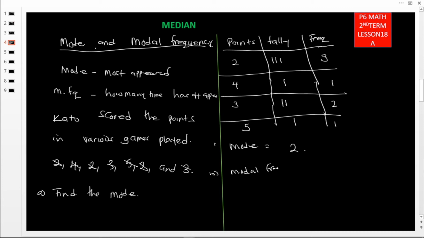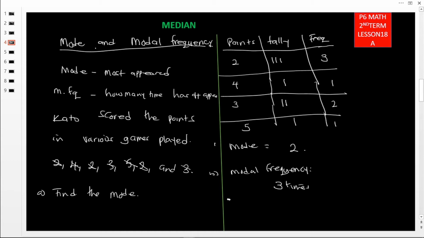So part B, modal frequency. The modal frequency means how many times the mode has appeared. Frequency means number of times, so we term that the modal frequency. What is the modal frequency? The modal frequency is 3, meaning that it has appeared 3 times.